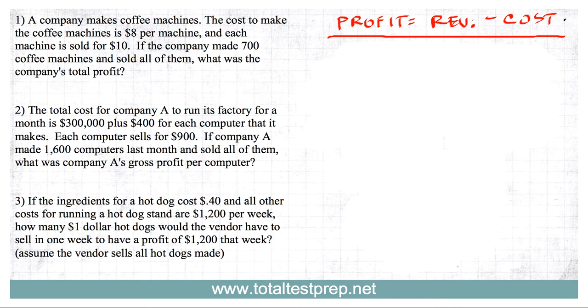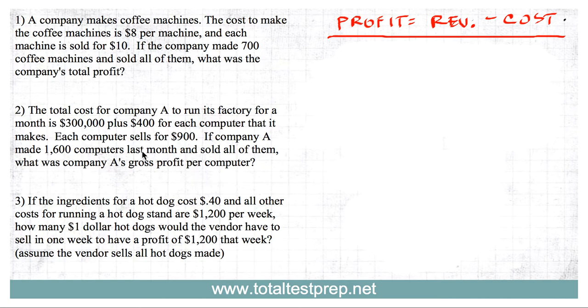All right. So question 2 reads, the total cost for company A to run its factory for a month is 300,000 plus 400 for each computer that it makes. Each computer sells for $900, and if company A made 1,600 computers last month and sold all of them, what was company A's gross profit per computer?